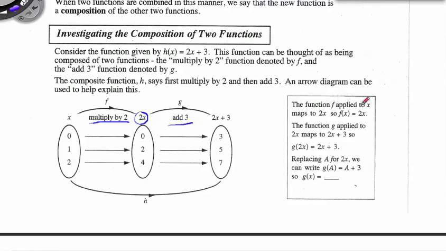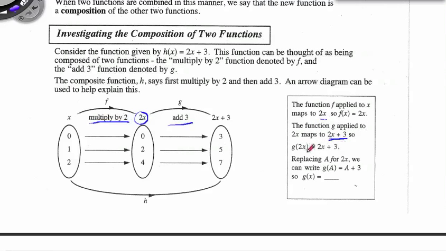The function f applied to x maps to or gives you an output value of 2x. So what does f do? It is equivalent to taking x and multiplying by 2. You can write f of x equals 2x. The function g takes 2x and changes it to 2x plus 3. So simply all it does is add 3. In other words, if you take 2x, you end up with 2x plus 3.